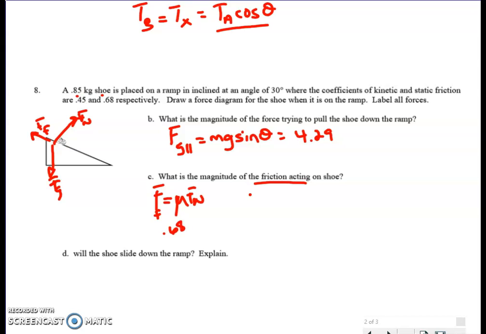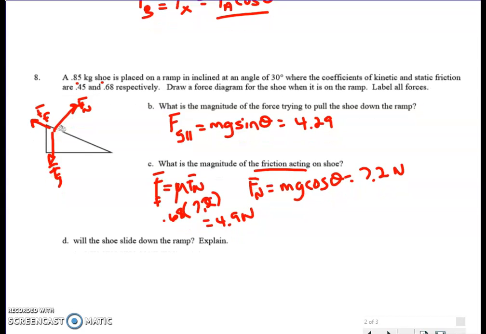So anyway, I would say that's mu times the normal force, and I'd use 0.68 for my mu. But the normal force is not mg because it's not flat. You have to do a separate calculation that is mg cos theta, which is about 7.2 newtons. So that's what I put into here for the normal force. And I get 4.9 newtons.